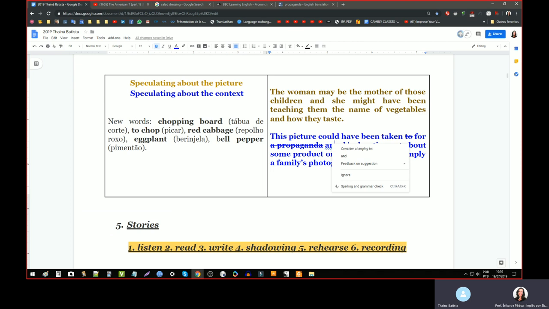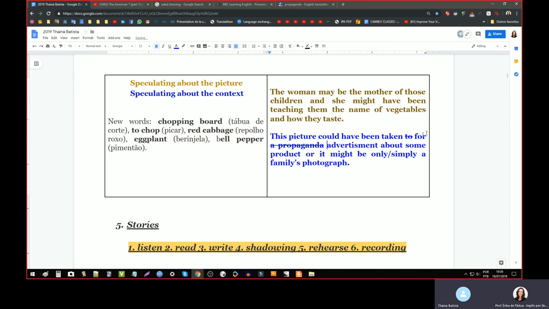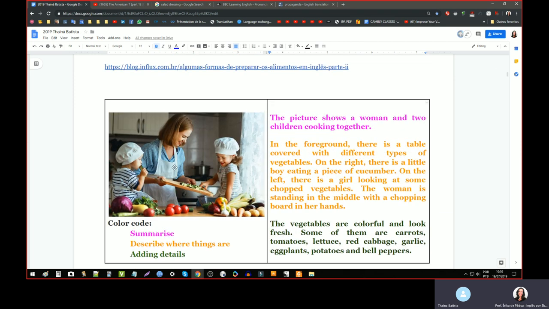That's it. What's wrong with an ad? I'm gonna leave advertisement. It doesn't understand what I, but it's an advertisement. Or simply ad, like that, for advertisement. What's wrong with this word? The spelling? Okay. All right? Very good. Any questions, comments?